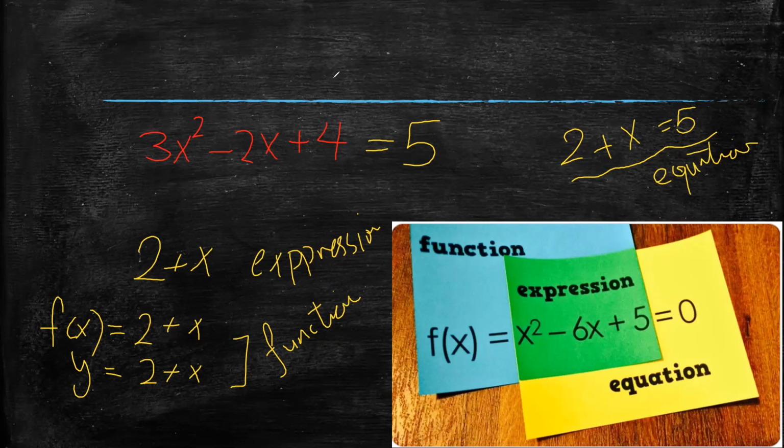This is now the difference between equation, function, and expression. Look at the graph here. The blue paper, f of x equals x squared minus 6x plus 5, is the function. The green one, x squared minus 6x plus 5, is an expression. The yellow one, x squared minus 6x plus 5 equals 0, is an equation. Today we will learn how we can graph the function.